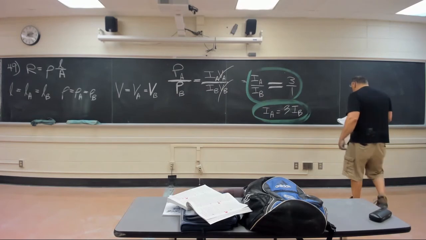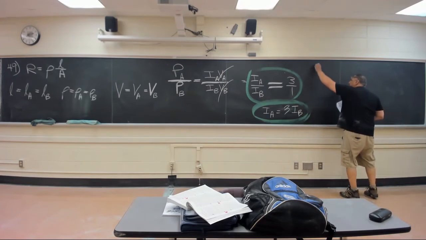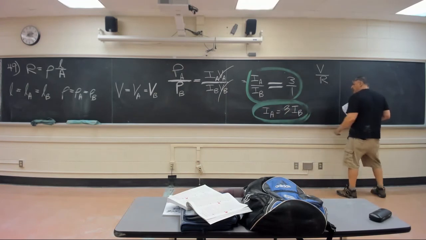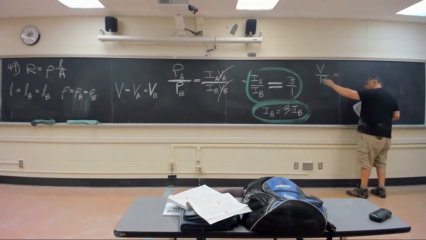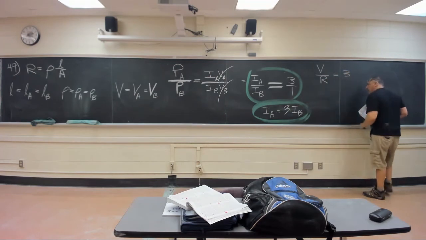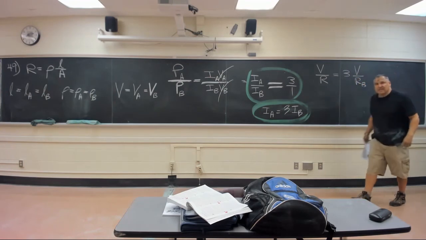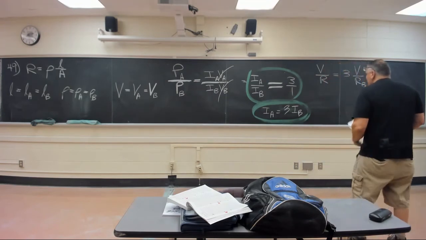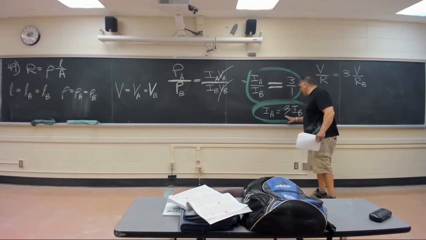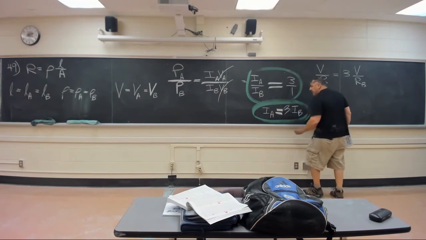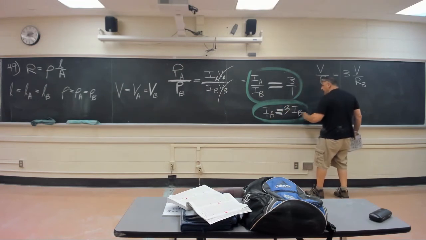What does that mean? Well, that means that IA is V, the potential difference, divided by R, and that's equal to 3 IB. IB is V divided by the resistance going with B. That's the key. Once you got to here, IA equals 3 IB.